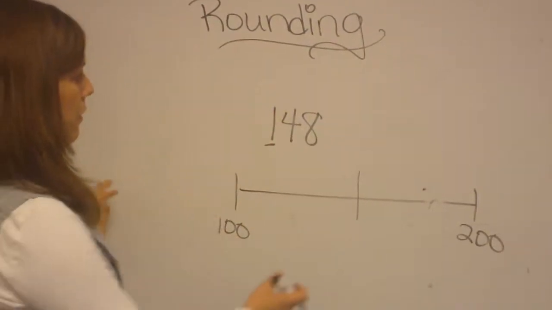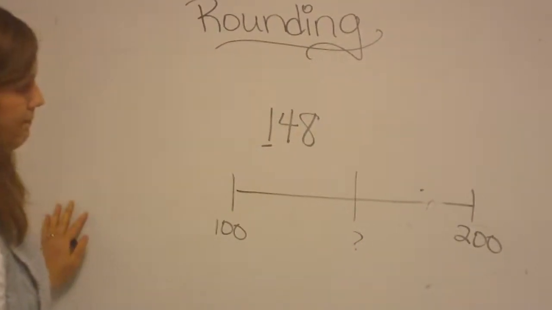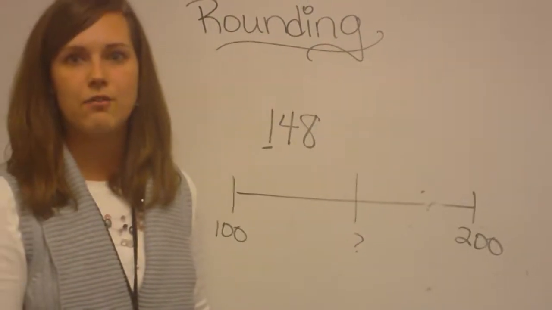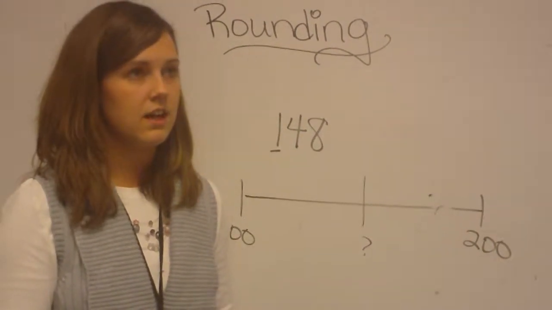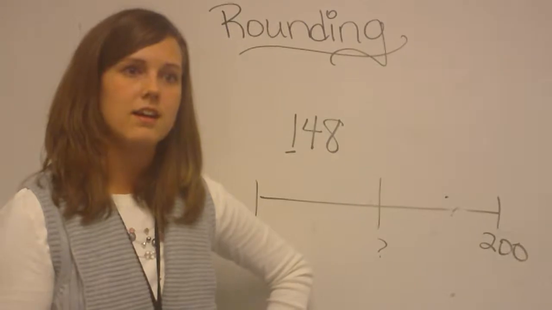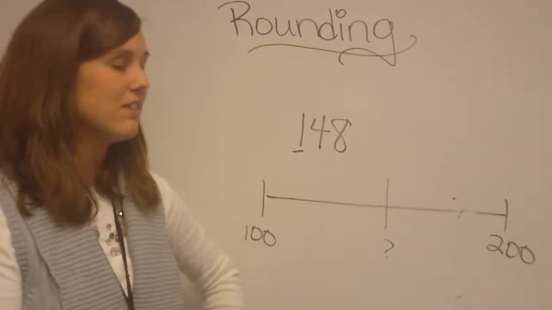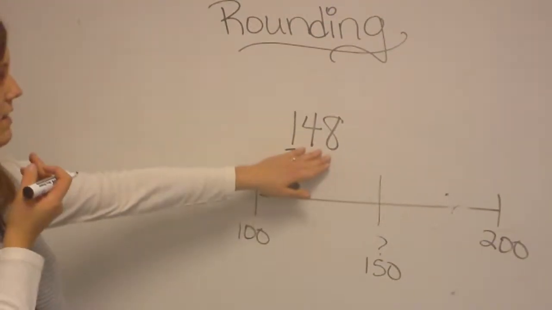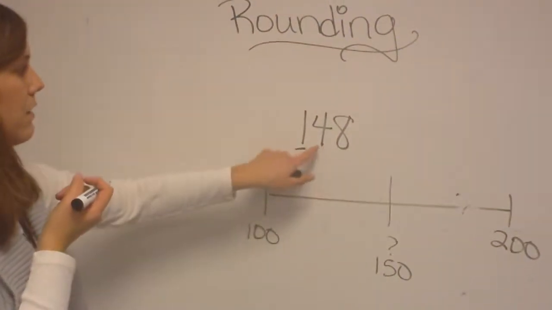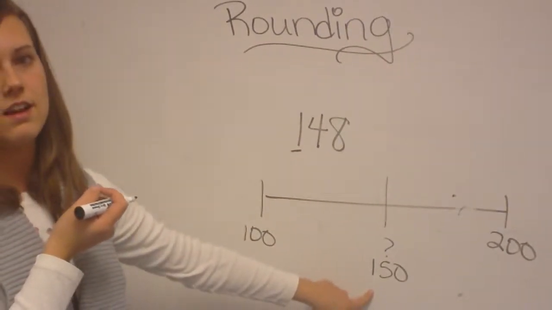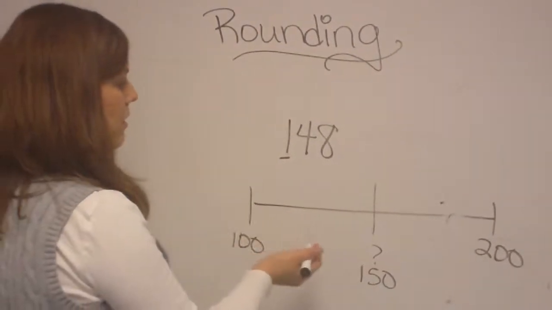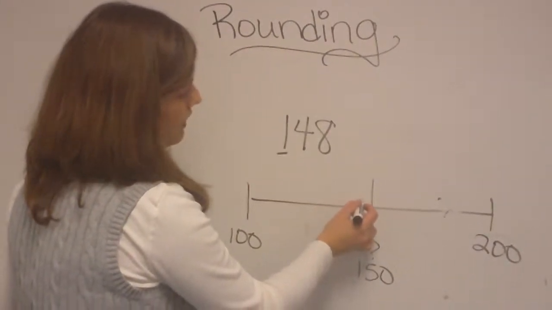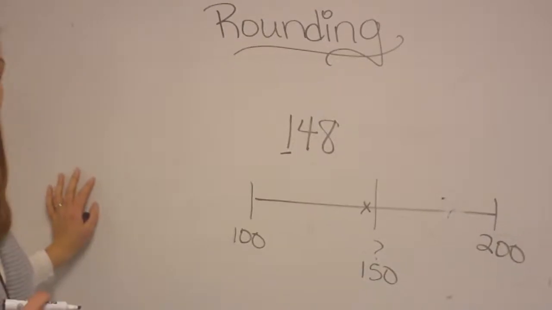So, where would it go? Well, what's my halfway point? What's halfway between 100 and 200? I know that halfway between 0 and 100 is 50. So if I follow, there's a pattern there. That means between 100 and 200, the halfway point is 150. So, where does this go? I know that 148 is less than 150. And so because I know that, it's going to go somewhere here. I bet it goes about right there.